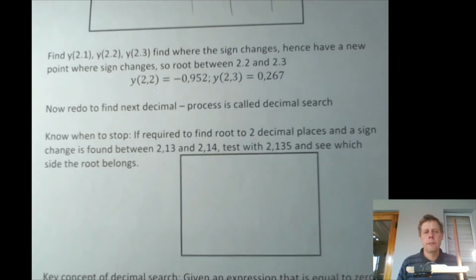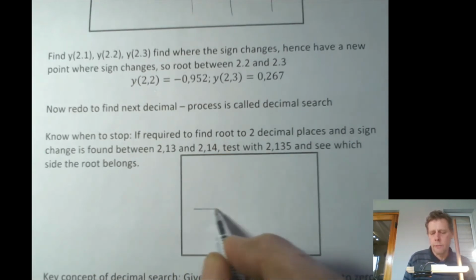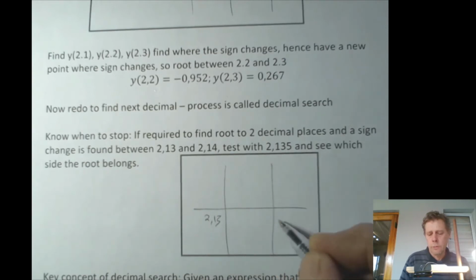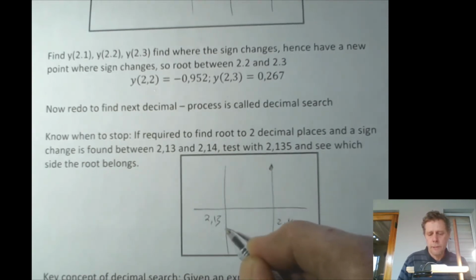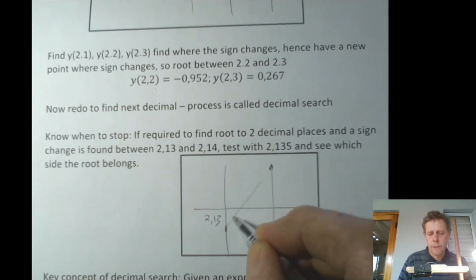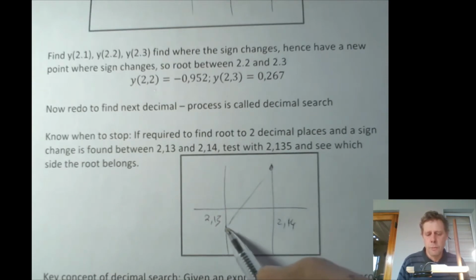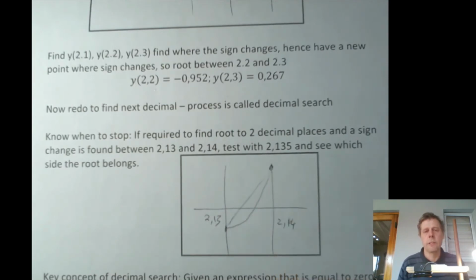If we're required to find the root to 2 decimal places, and a sign change is found between, say, 2.13 and 2.14, there's 2.13, and there's 2.14, and we've drawn it roughly to scale. We expect the root to be somewhere there. But we're not going to guess and say it's 2.13, because who knows, maybe the curve does something like that. You don't really know.